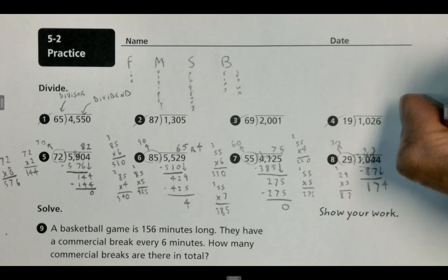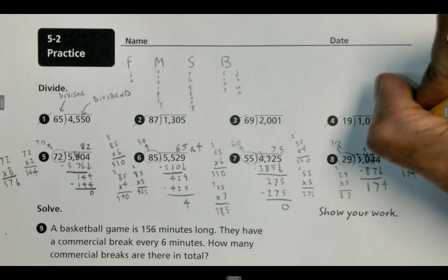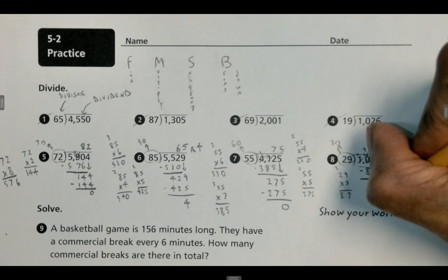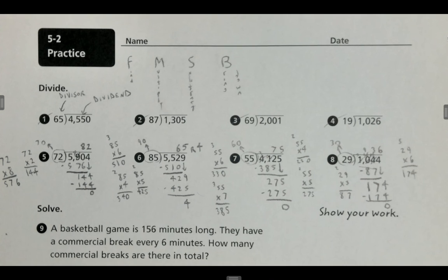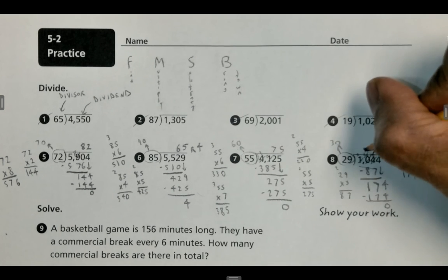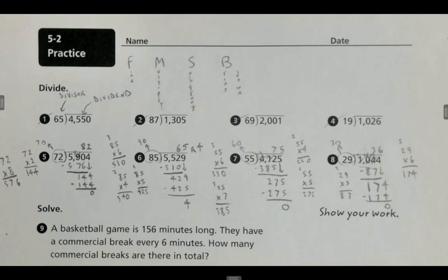6 times 9 is 54. 4 comes down, 5 gets carried. 6 times 2 is 12 plus the 5. Yeah, like I told you, I had a good feeling about that one. It is 174 exactly. And those cancel. There is no remainder. And just to be clear, this 9 was not part of our answer. That was part of my subtraction when I was working that out.